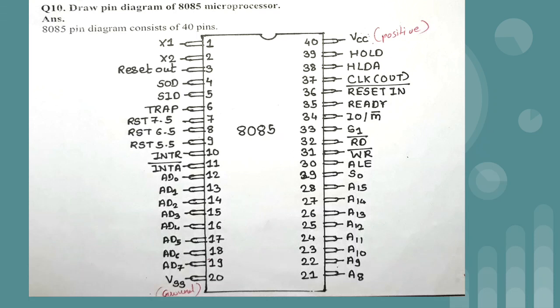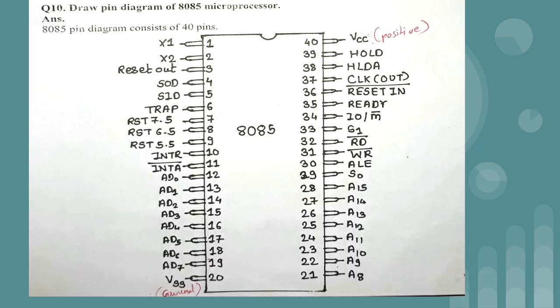Now we are going to start with the pins X1, X2. So the first pins are X1, X2. After that we have the RESET OUT pin. Then we have SOD, serial output data. After that we have SID, serial input data. These two terms we have used in one of the questions which we learned in the previous lecture.